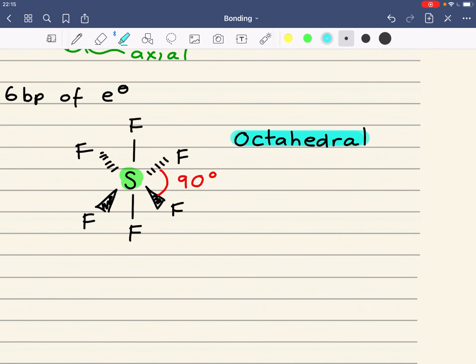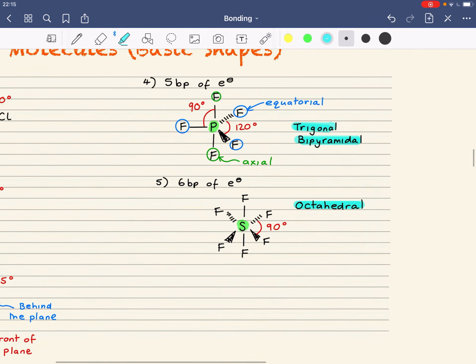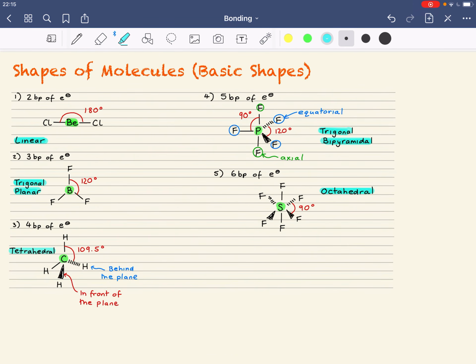There are the 5 basic shapes, and you need to be able to remember how to draw each shape. You need to remember the name of the shape, and you need to remember the bond angle in each case.